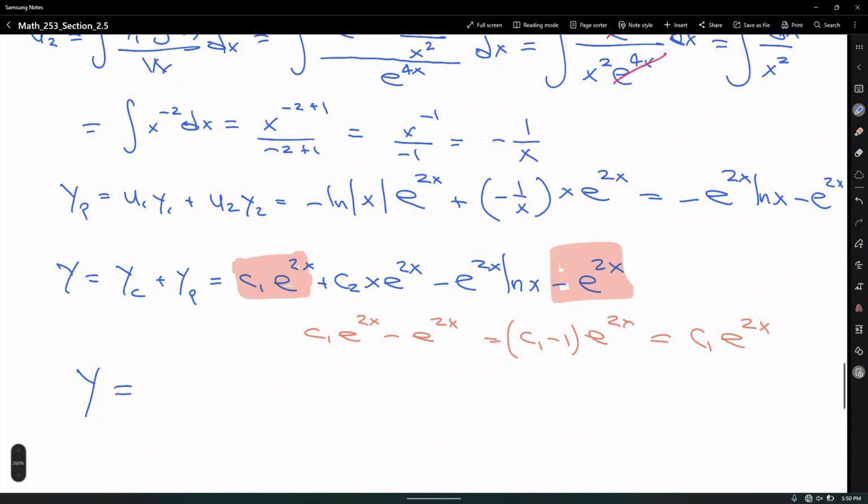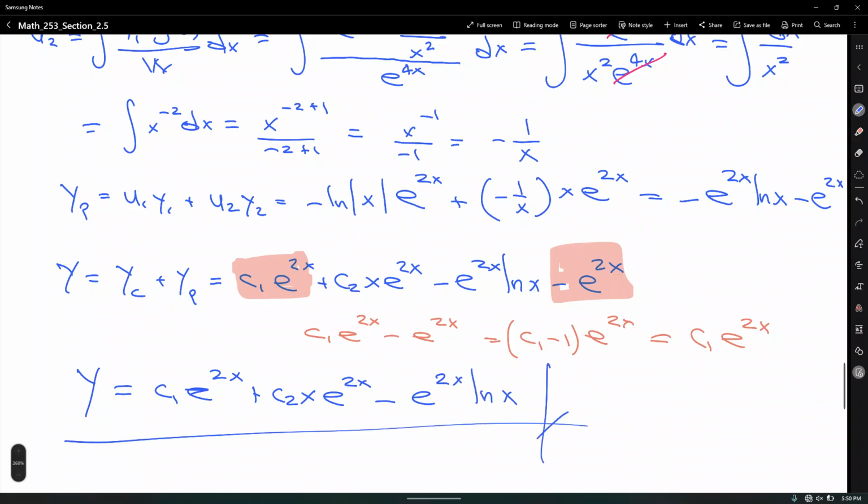This is y equals C1 e to the 2x plus C2 x e to the 2x minus, the only term that survives, e to the 2x ln of x. And there we go.